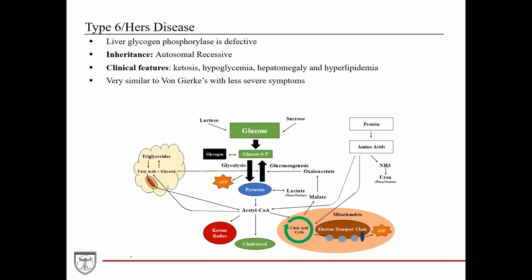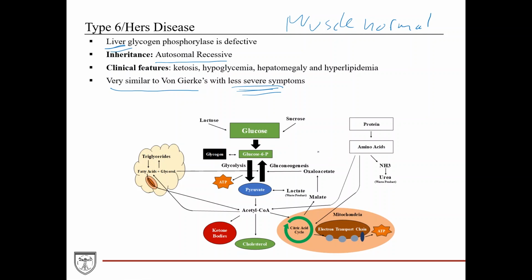All right, and to finish this out, we have type 6 here, Hers' disease. This is where liver glycogen phosphorylase is defective, so muscle is normal. Inheritance is autosomal recessive. And for the clinical features, I'll jump down here and say it's very similar to von Gierke's disease, but with much less severe symptoms. So much similar symptoms, but to a much less severe degree.